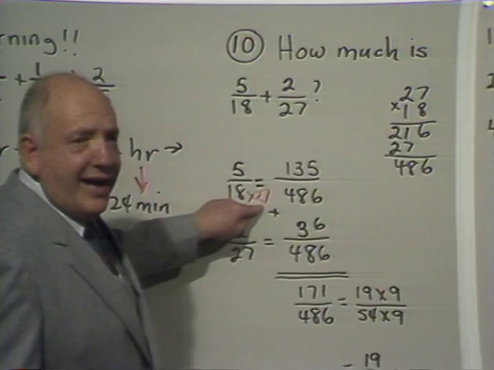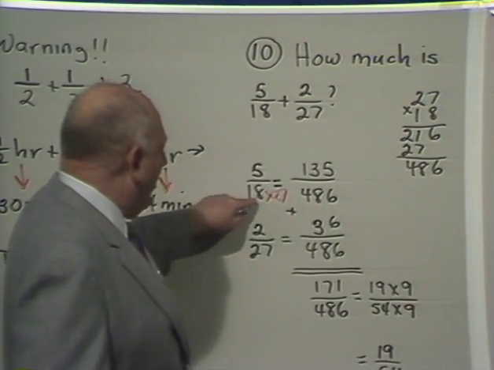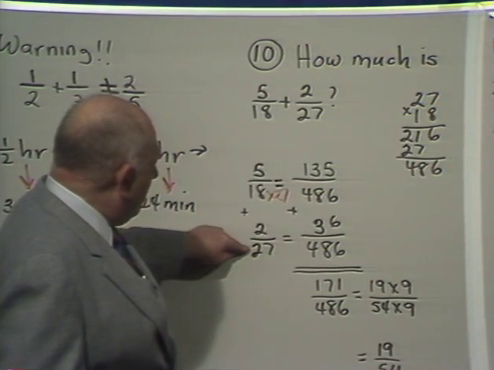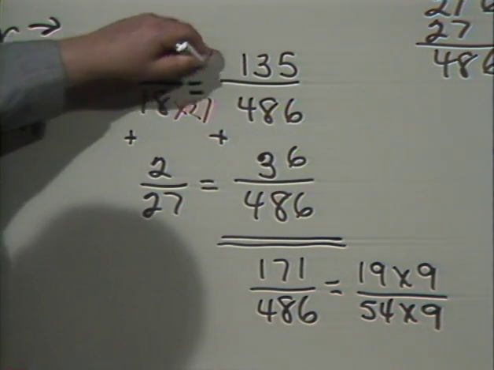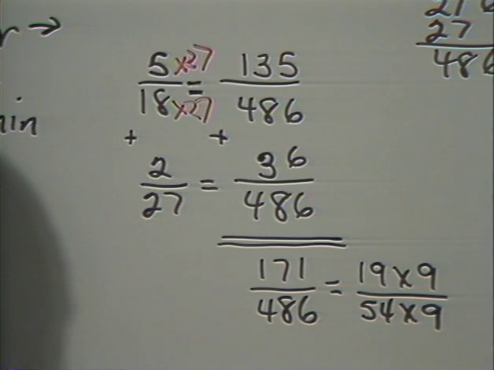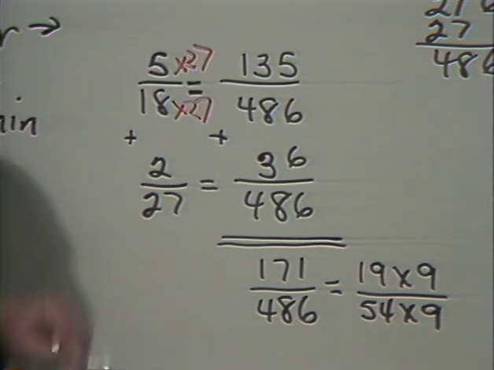By the way, you wonder how did I get that fast? The answer is, how did I get to 486? I multiplied the 18 by the 27. See, this denominator got multiplied by this denominator. But if I multiply downstairs by 27, I have to multiply upstairs by 27. 5 times 27 is 135. In other words, at a rate of 5 out of every 18, I'm taking 135 out of every 486.